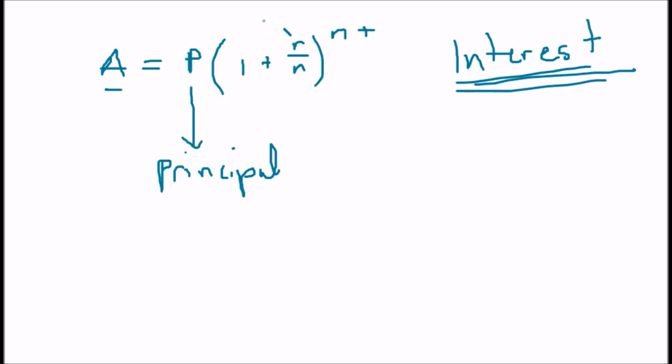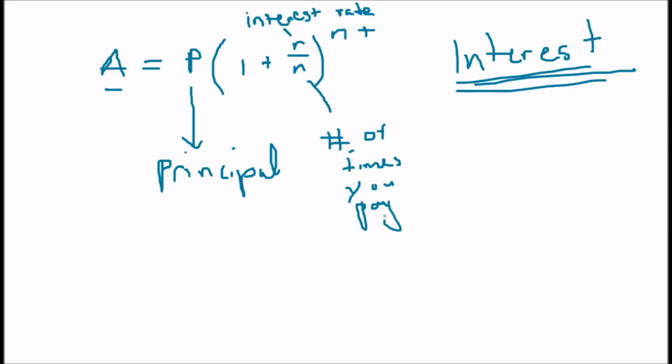R is the interest rate as a decimal. N is the number of times you're supposed to pay. So in a year, of course, this would be 12. That's how credit cards work. You have to pay 12 times per year. The n is that same number, and t is the amount of years.